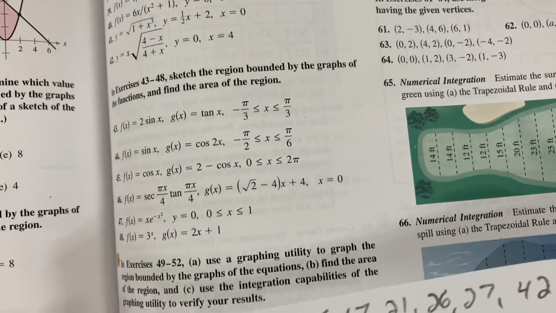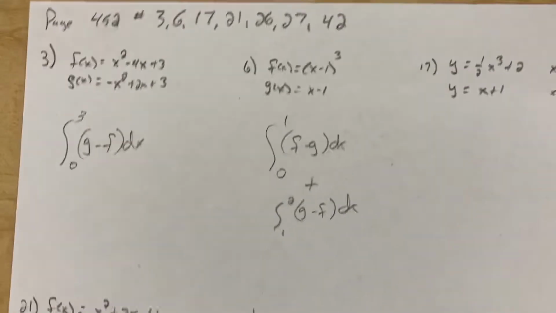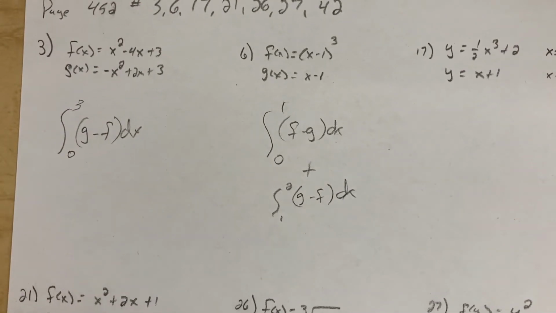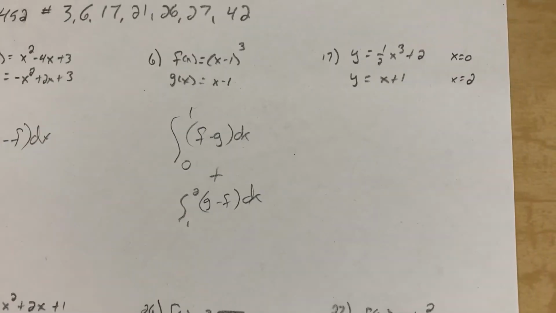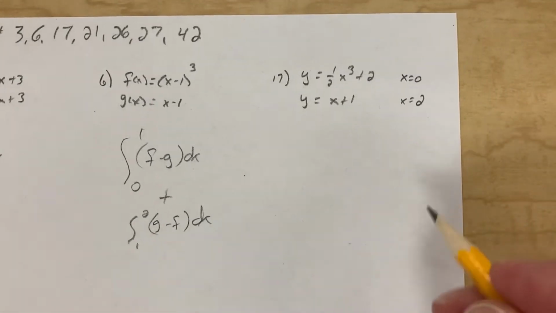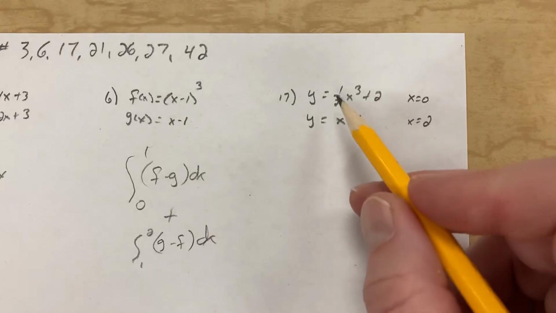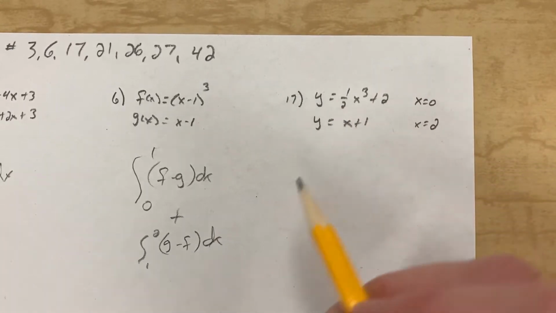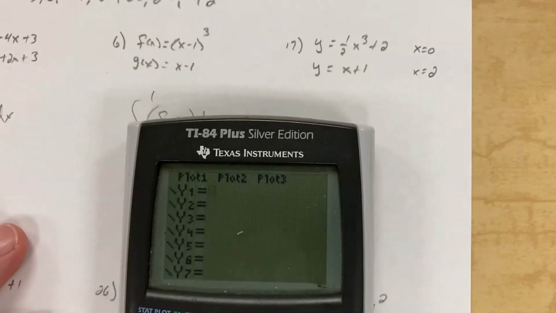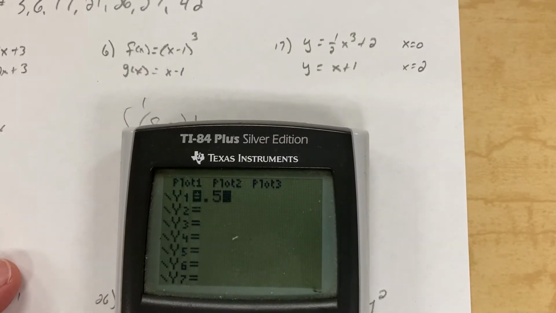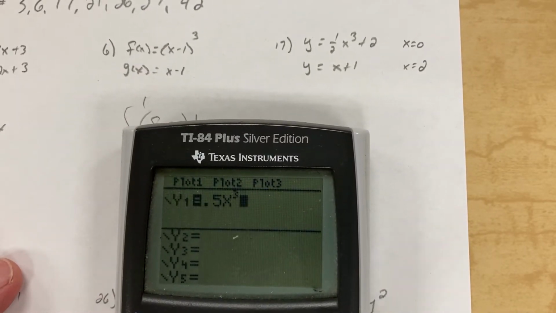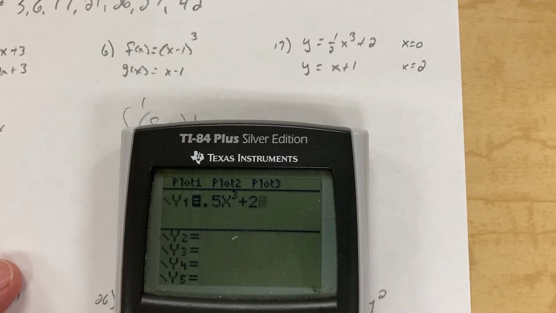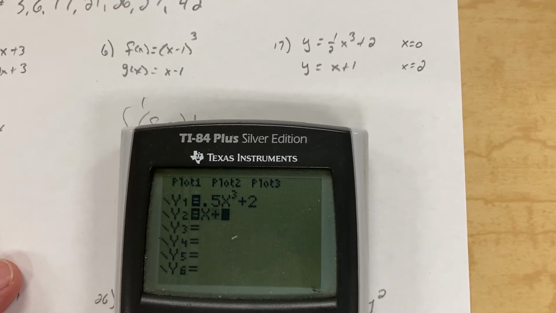For number 17, we were asked to sketch a region of this and then find it algebraically. So I'm looking at this. I've got y equals 1/2 x cubed plus 2, y equals x plus 1. So what I'm going to do is take my calculator. We're going to put those in. So 0.5 x to the third plus 2. And then we have x plus 1 for that one.